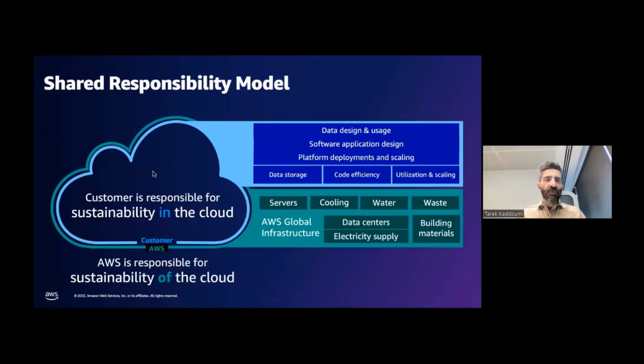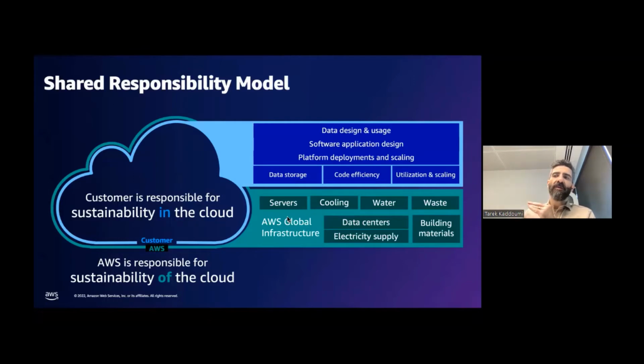As you can see in this model here, we have the cloud. And the question is, who's responsible for the sustainability of the workload in the cloud? And as you can see, it's not AWS alone, and it's not the customer alone. The green activities, or tasks or actions to be done in the cloud, are the responsibility of AWS because they are the sustainability of the cloud.